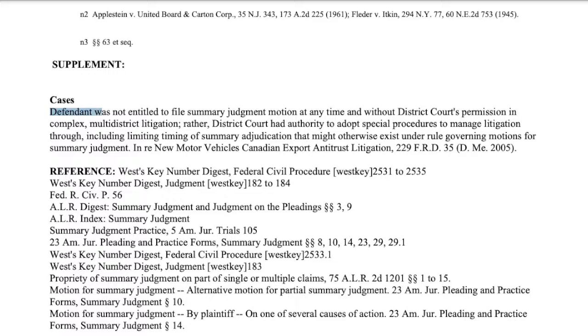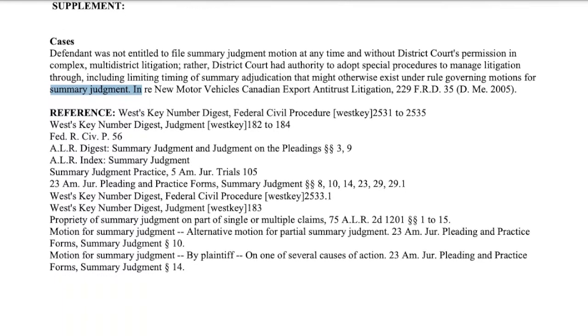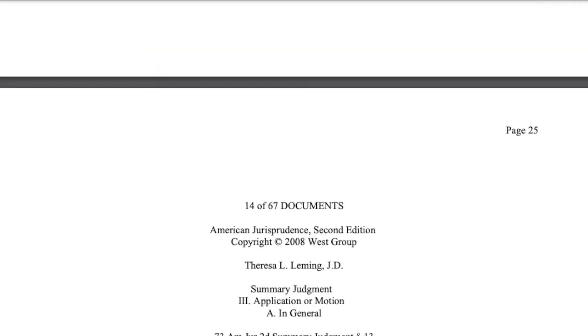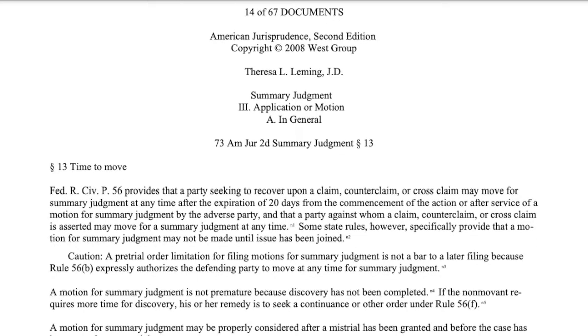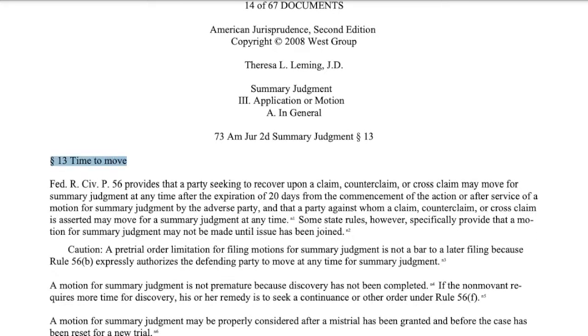Cases. Here's a supplement. Defendant was not entitled to file summary judgment motion at any time without district court's permission in complex multi-district litigation. Rather, district court had authority to adopt special procedures to manage litigation, including limiting timing of summary adjudication that might otherwise exist under governing motions for summary judgment. Interesting there. And then it's time to move. Wow. Section 13, time to move.